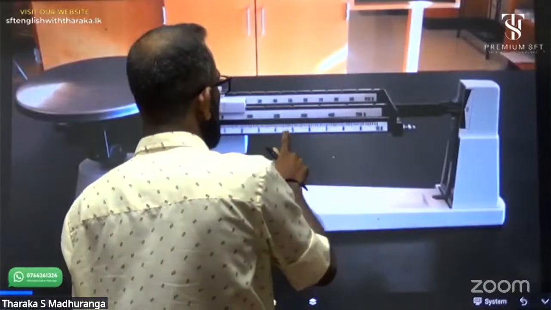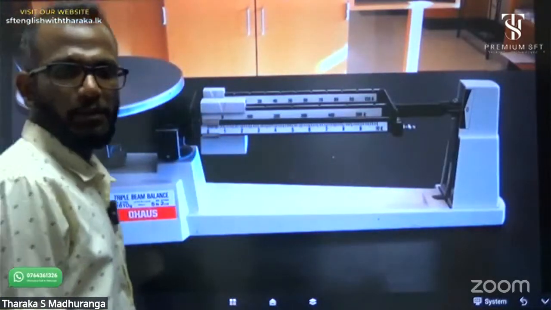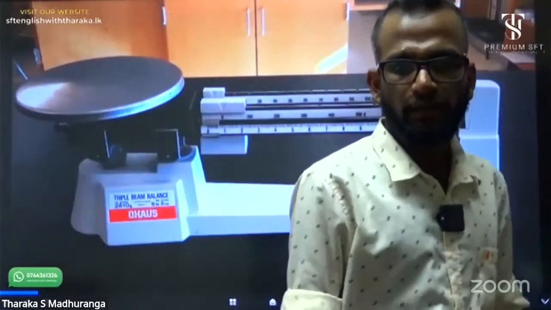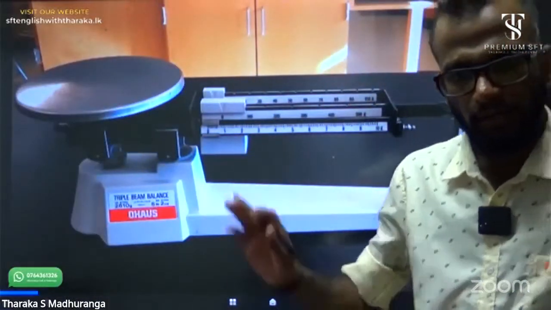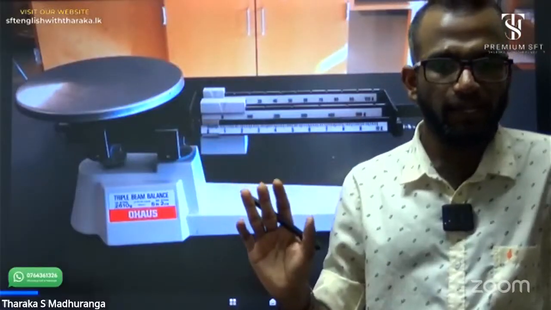This is a triple beam balance. For the triple beam balance also, I will give you a full practical idea.